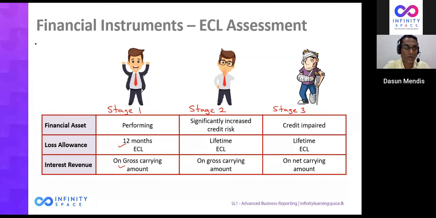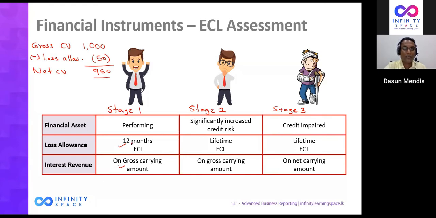So for you to explain the gross carrying value and the net carrying value, the gross carrying value is the total value of the loan given. Let's say it is 1,000. Then from this you deduct the loss allowance. This is the provision. Let's say there's a loss allowance of 50. Then the net carrying value is 950. That's how it works, right? So if you are in stage 1, you recognize the interest income by using the what? Gross carrying value, based on the 1,000 times the effective interest rate. You recognize the interest income like that.